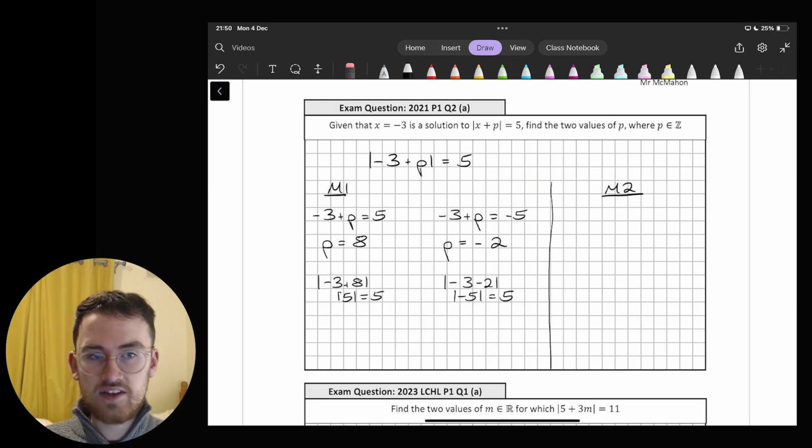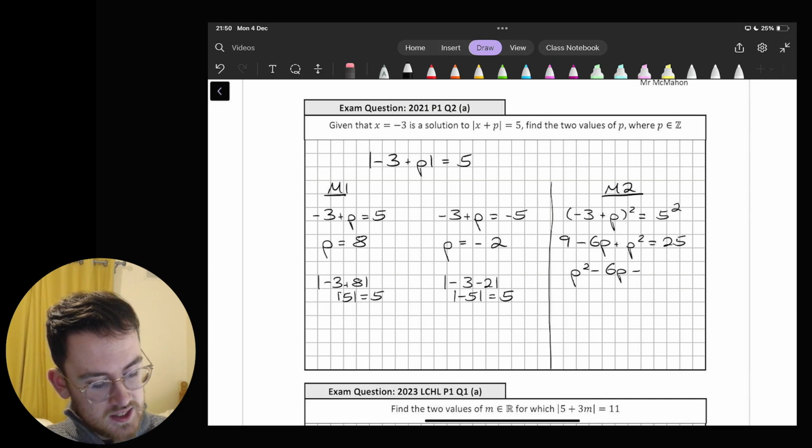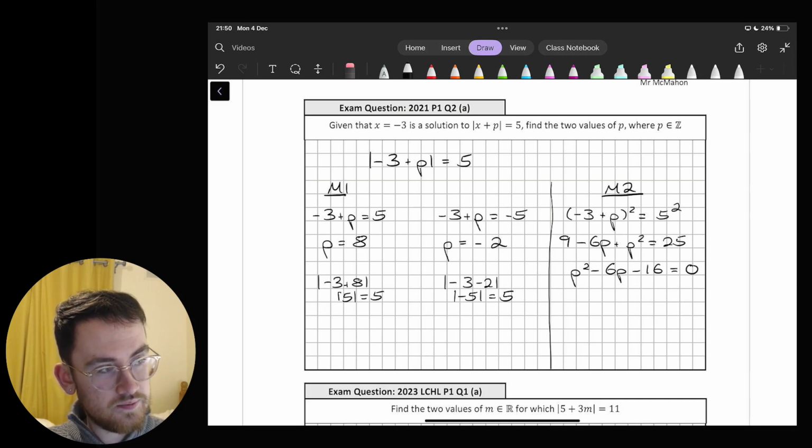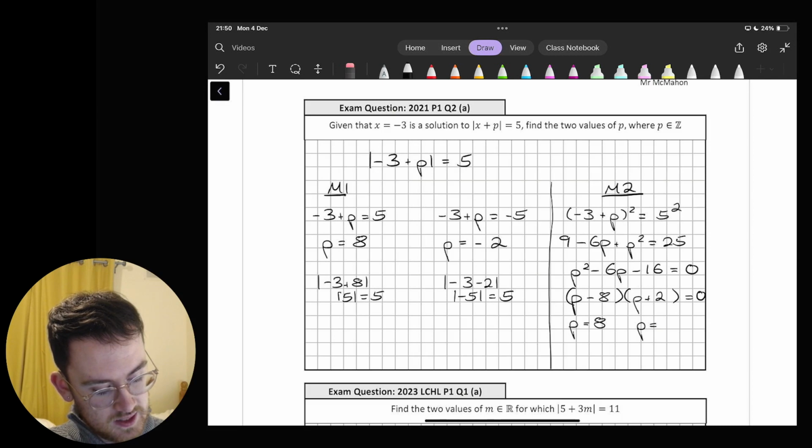For method 2, we're just going to square both sides, get an equation in p, and solve that equation. So 9 minus 6p plus p squared equals 25. So p squared minus 6p minus 16 equals 0. So two numbers that multiply to give me minus 16 but will add to give me minus 6. So p minus 8 and p plus 2. So p again is 8, or p is minus 2.